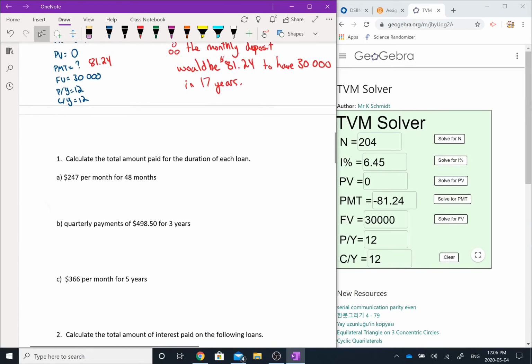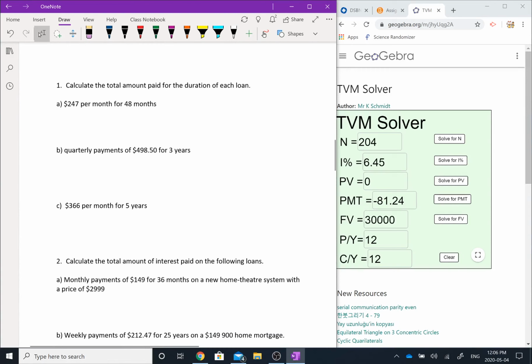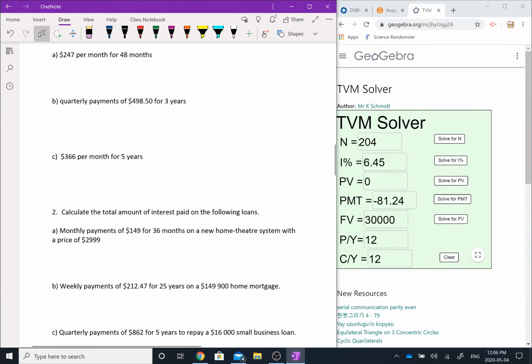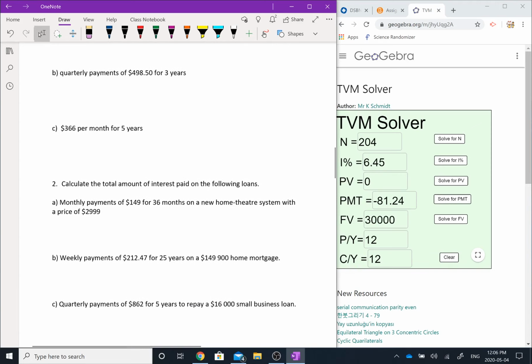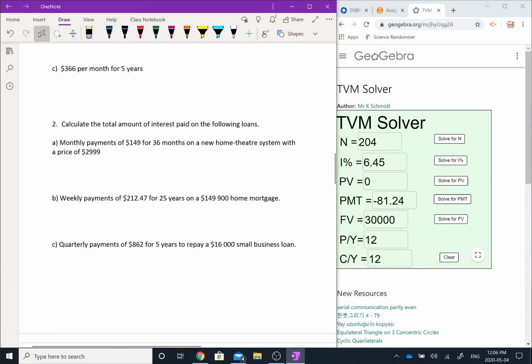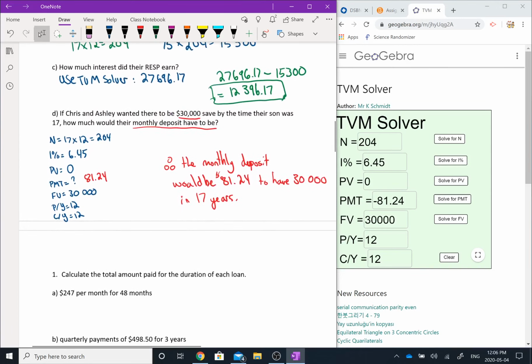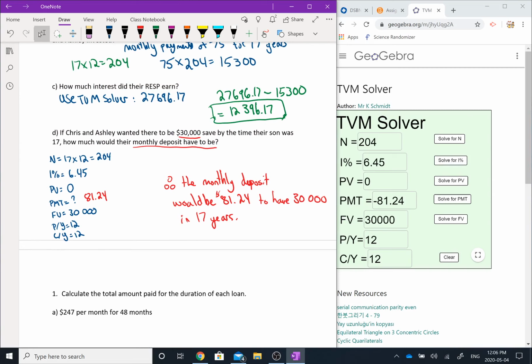So what you're going to do now is work through these questions. Again, some of them may not require the TVM solver, like for number 1, and so on. The other ones you would have to use the TVM solver, so make sure you're reading the questions carefully. Again, if you're trying to find the TVM solver, you can just Google TVM solver GeoGebra, as you can see up here to the right, and you should get the first link, and it should take you to this green little online TVM solver.